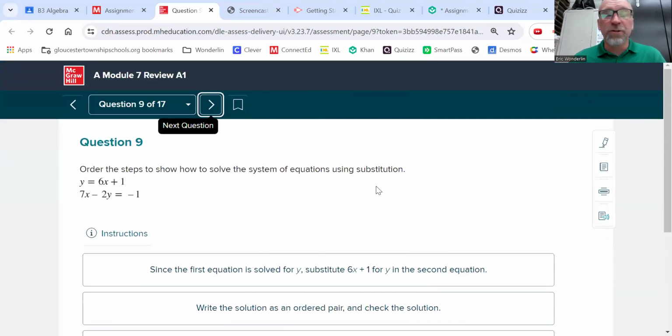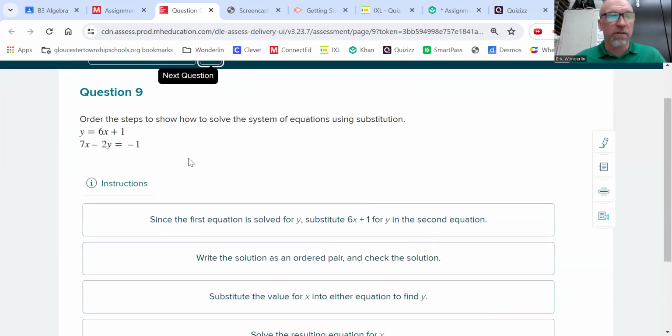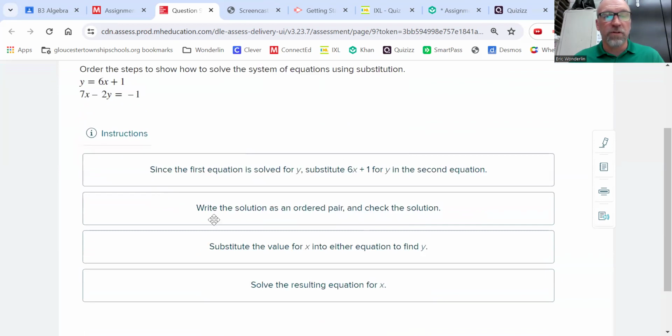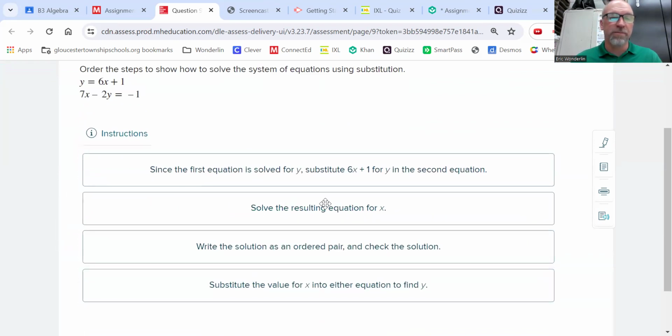What are the steps? How to use substitution? Oh man, substitution again. Well, y is already isolated. Good. Put 6x plus 1 into the second equation. Since the first equation is solved for y, substitute 6x plus 1 in for y in the second equation. There's step 1. Once I do that, I'd have to multiply negative 2 times the 6x plus 1 and solve that. So solve the resulting equation for x. There's your step 2.